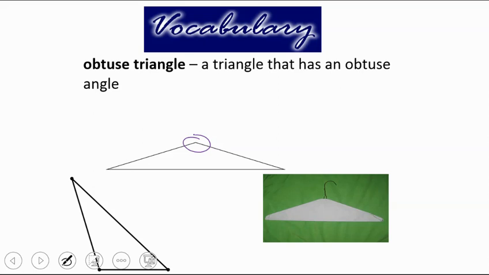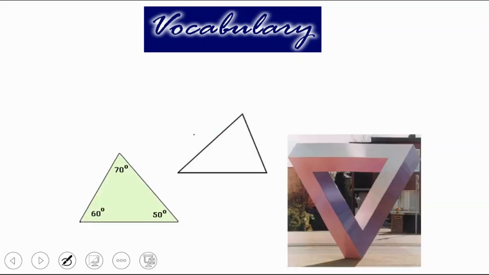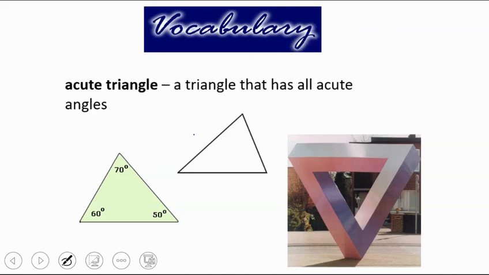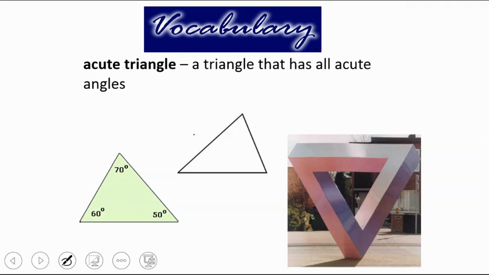All right, last up, we've got this. So we've got triangles in which all 3 angles are smaller. All 3 angles are less than right angles. All 3 angles are acute angles. So this would be an acute triangle, a triangle that has all acute angles. All 3 angles would be acute. So that's all the definitions there.